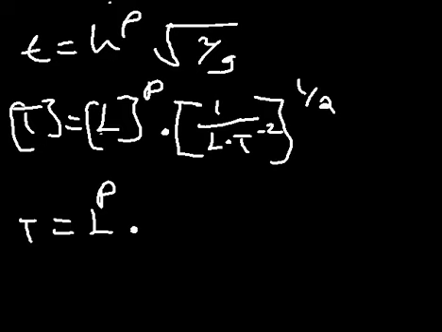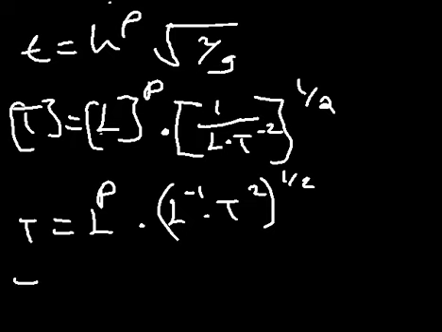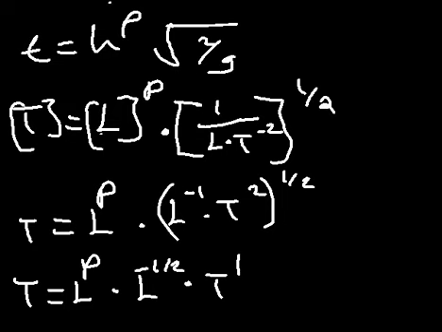So now we'll ignore the square brackets, by the way. We'll have L to the power negative 1 times t to the power positive 2, all to the power half, which is the same as the period equal to L to the power p times L to the power negative half times t to the power 1. According to the laws of indices, a times b all to the power m is the same as a to the power m times b to the power m. That is the essence behind that.